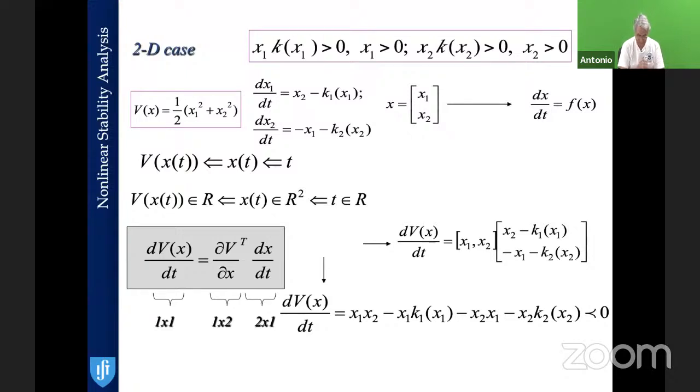Okay, so that's the strategy. That's how we use Lyapunov theory to show that the trajectories converge to an equilibrium point, which in this case is 0.